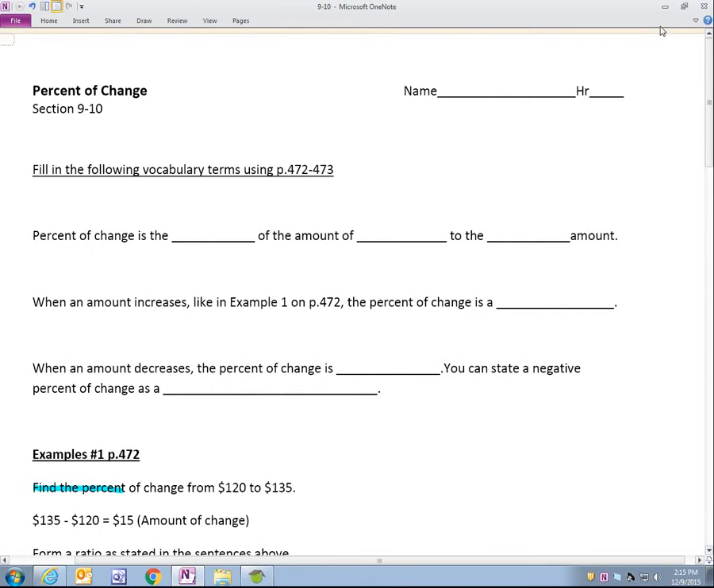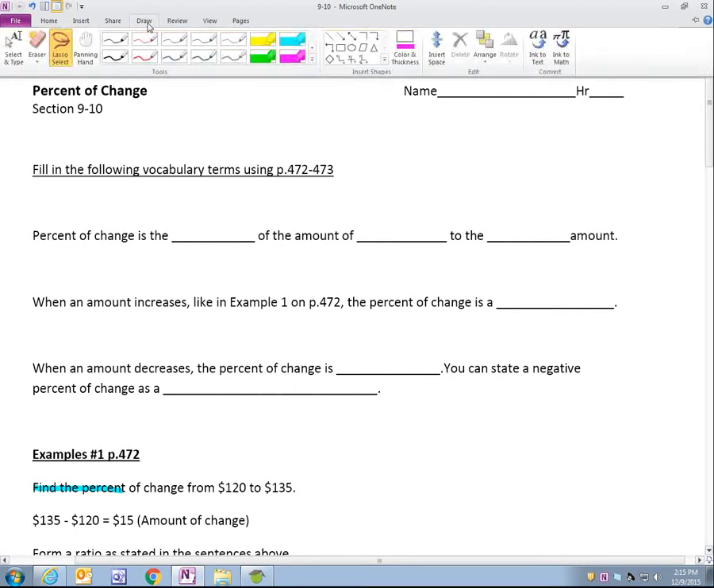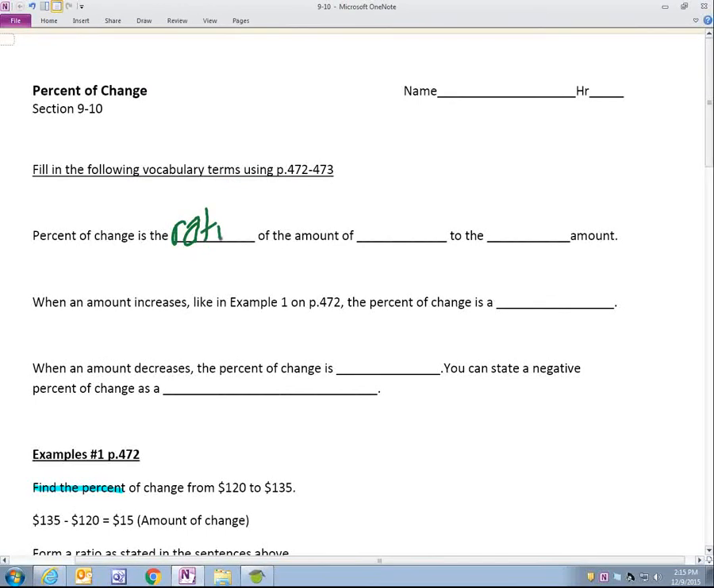So the percentage of change is the ratio of the amount of new to the original amount. So it's a ratio, and if you remember, for the test on Friday, ratios can be written in colon form, in word form, or as a fraction.